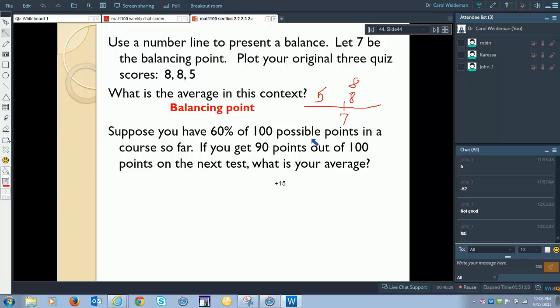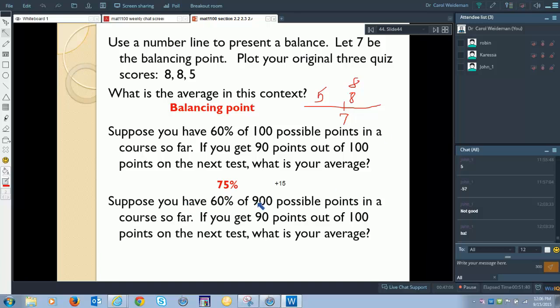Suppose you have 60% of 100 points in the course so far. If you get 90 points out of 100 on your next test, what is your average? So you'll have 60% of 100 so far, and then you get a 90. Notice these were equally weighted, right? So you could just take the average of these two. So what's your average now? It's going to be 75%. Because again, look at the weighting here. They're exactly the same number of points. Remember the original problem we started with? There were 4 tests worth 400 points. These are equal, so we can just average those two.